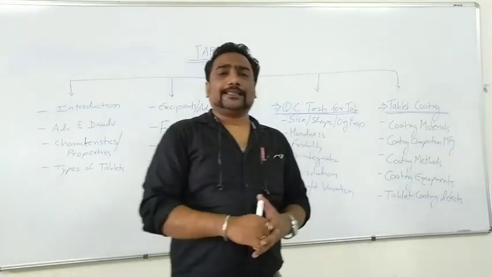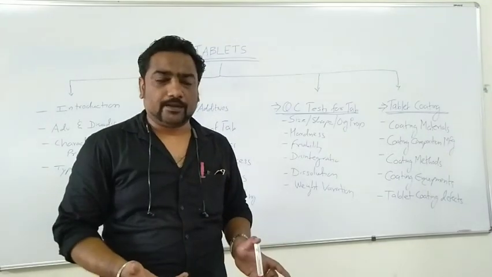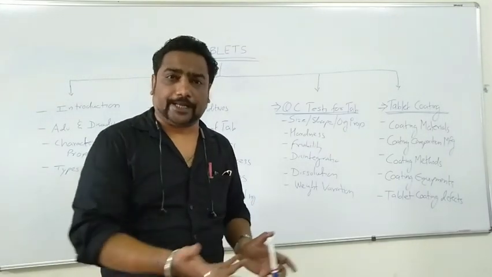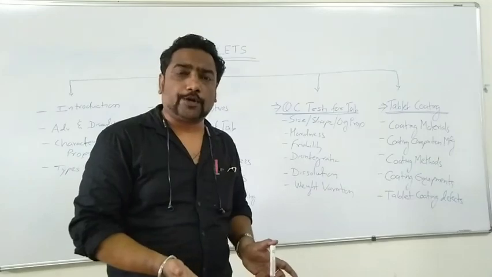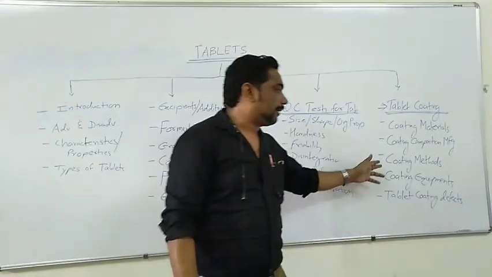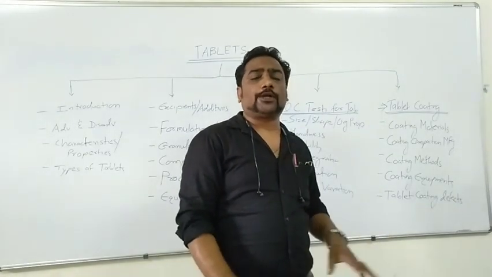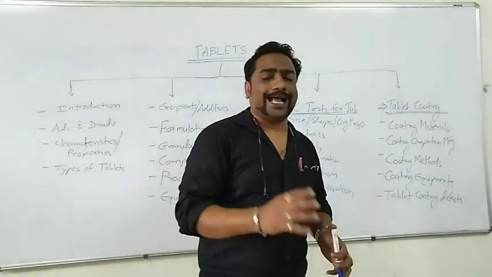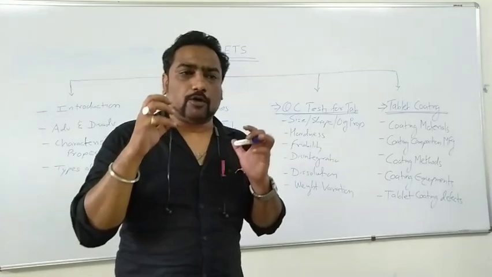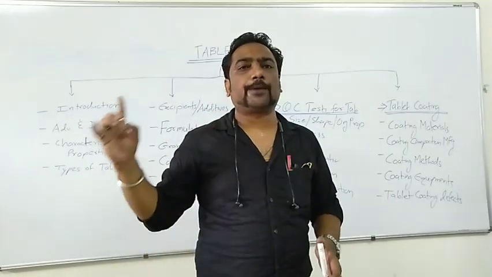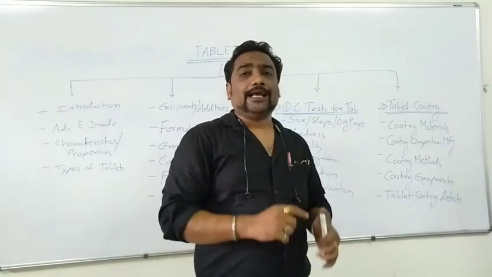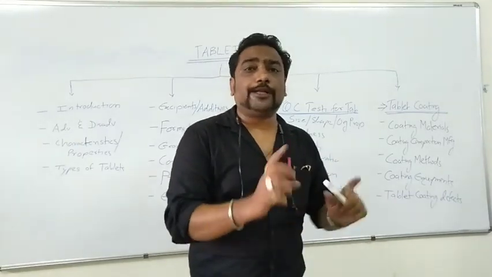For example, there is sugar coating, there is film coating, there is enteric coating. So these are types of coating that we will cover in coating methods. We will finally move towards coating equipment. As we have seen, for compression of the tablet, we need a compression press. Similarly, whenever we need to coat a tablet, we need coating equipment.